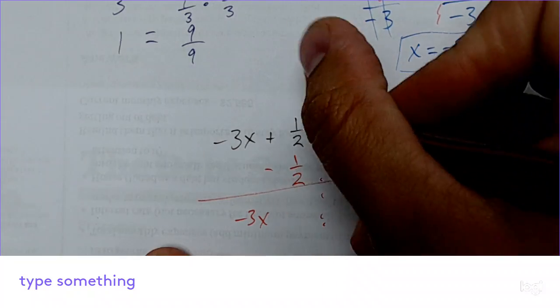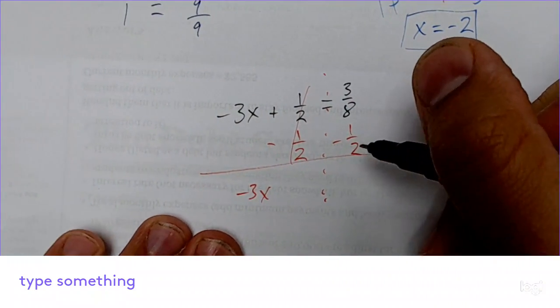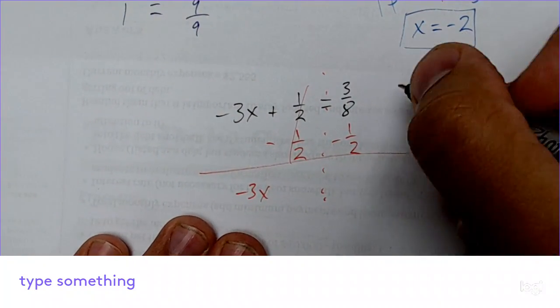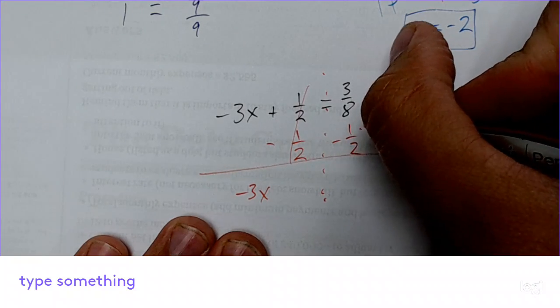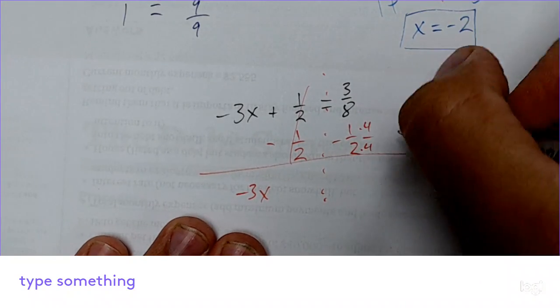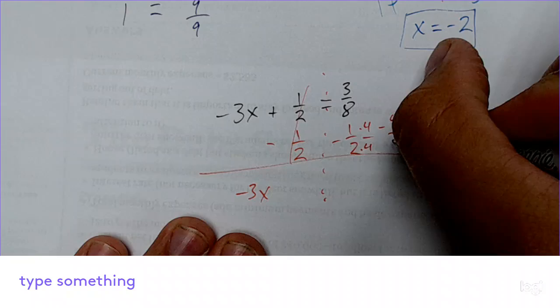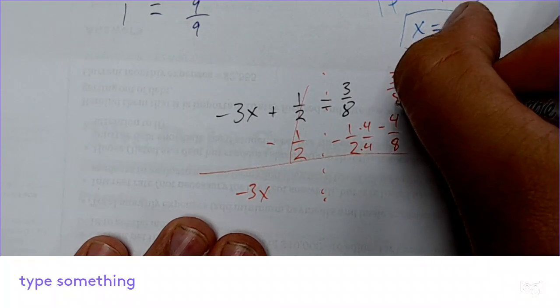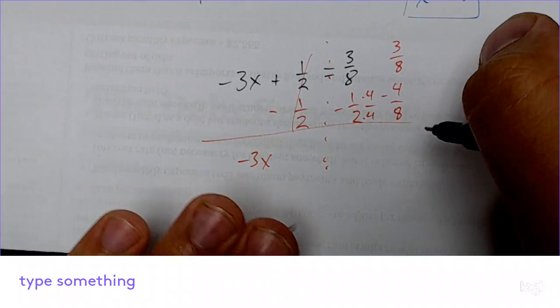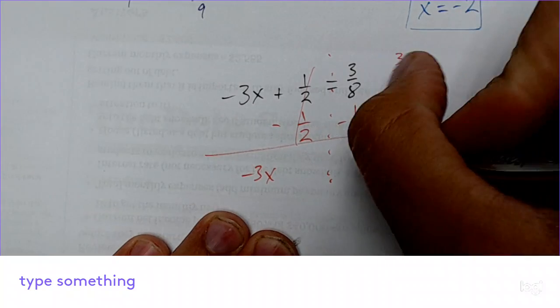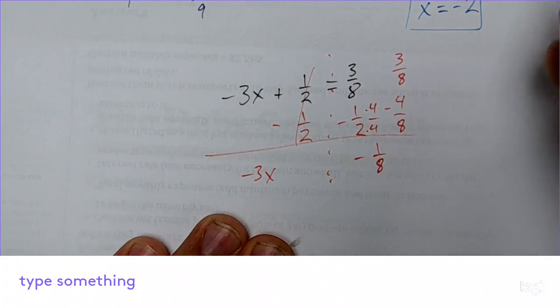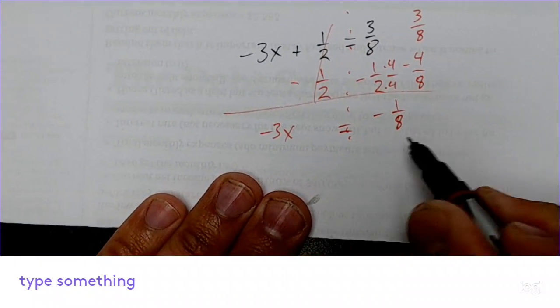The negative and the positive cancel. And now I have to add fractions. Okay, so I need this to have a denominator of 8. So multiply by 4 over 4. That gives me negative 4 over 8. So 3/8 minus 4/8, that's going to give me negative 1/8. Right, so now I've got negative 3x equals negative 1/8.